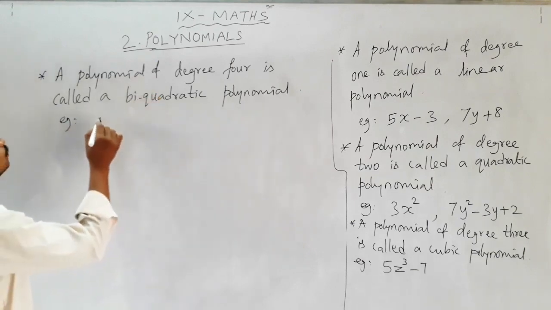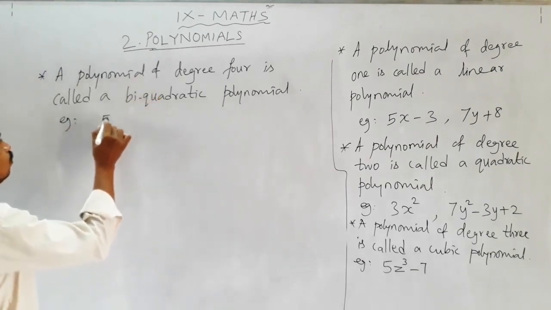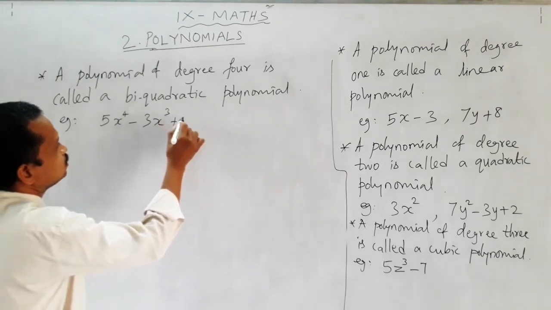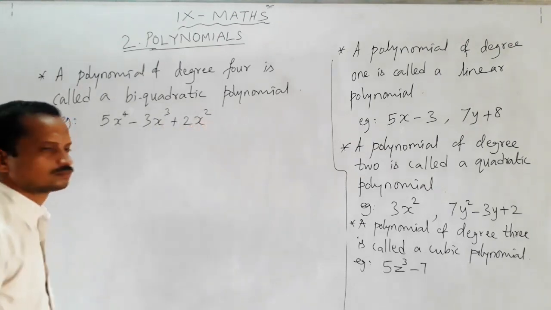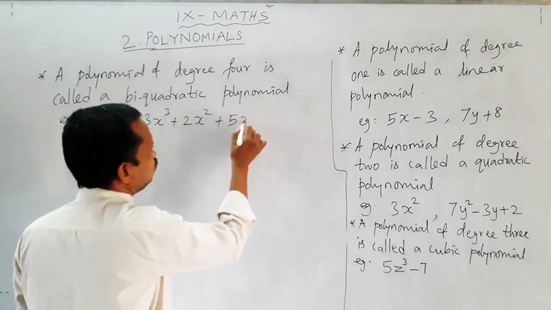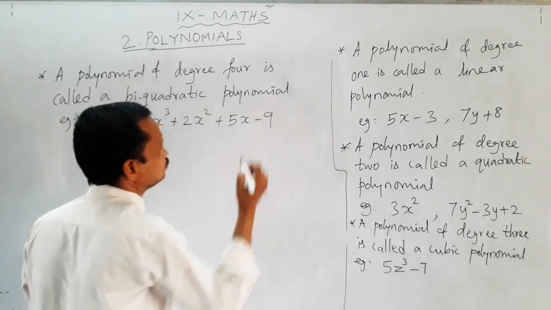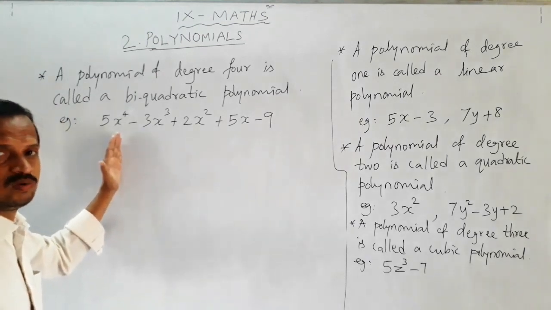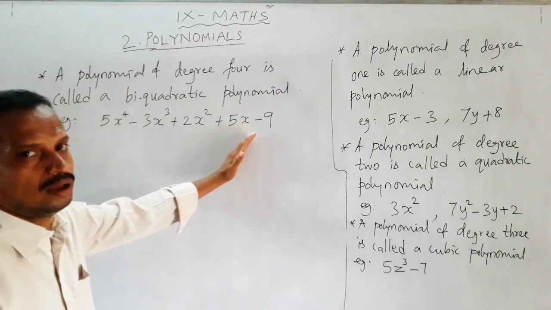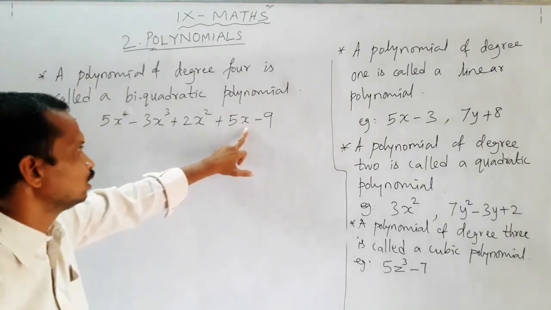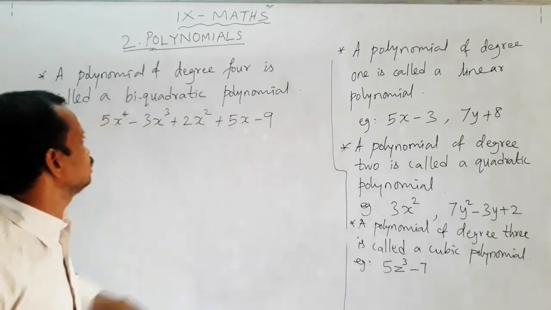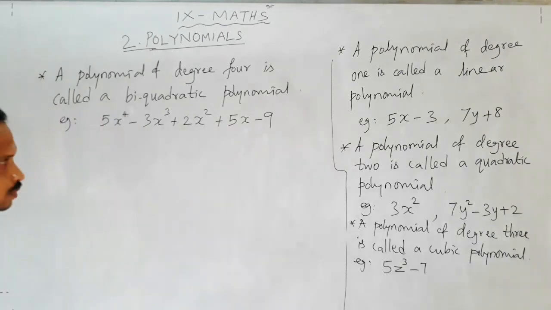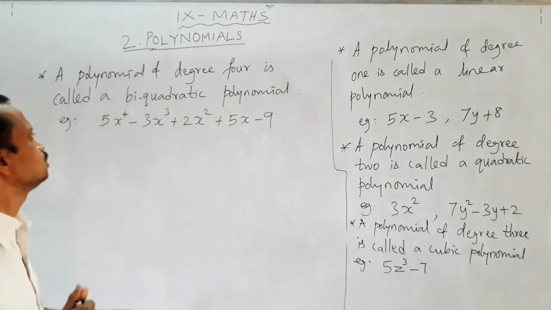Example, you can take 5x power 4 minus 3x cube plus 2x square plus 5x minus 9. You see 1, 2, 3, 4, 5 terms with descending powers starting from power 4, 3, 2 and then 1. Here x alone means the power is 1, and the constant is minus 9. So how many terms? If you write all the terms, the possible number of terms is 5 when the degree is 4.